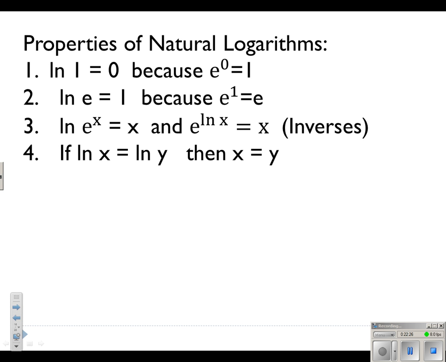Properties of natural logarithms are as follows. I'm not going to read them to you. You can read them to yourself. Notice that number 3, again, is one of those statements that shows or indicates inverse functions. Also, number 4 is that one-to-one property. If the natural log of x is equal to the natural log of y, that means x has to equal y.